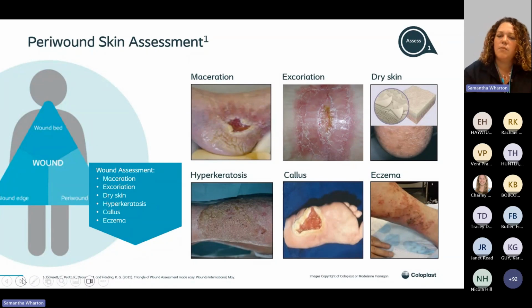And the final one is that eczema, that excoriation. It's not going to heal when it's that painful red excoriation with the little pustules. We need to manage that.